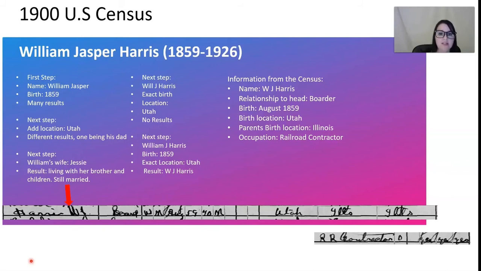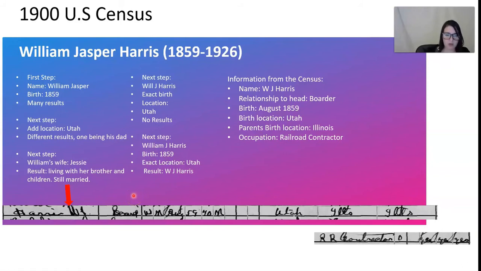And results, I got W. J. Harris. So I'm like, that's interesting that I have W. J. Harris, because he hasn't gone by that the entire time, and he's not with his family. But the information that I found from it was he's a boarder, right here. Okay, he's a boarder. So he is working out of home, away from his family. He's also living in Wyoming.